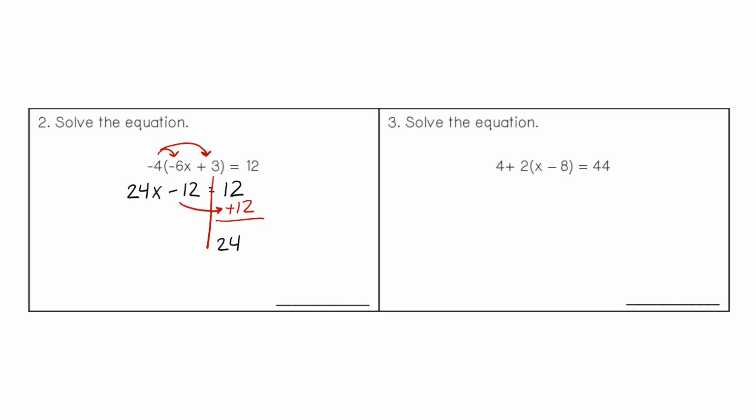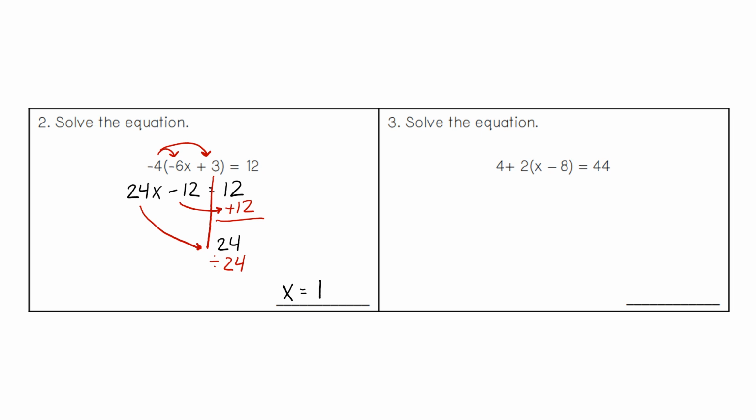We also need to move the 24 away from the letter x. The 24 and the letter x together, written side by side so they touch, means multiply. So we do the opposite, we divide. 24 divided by 24 is 1.